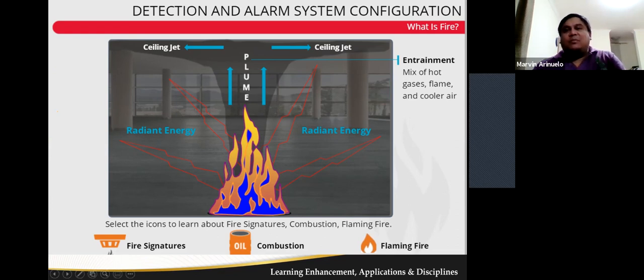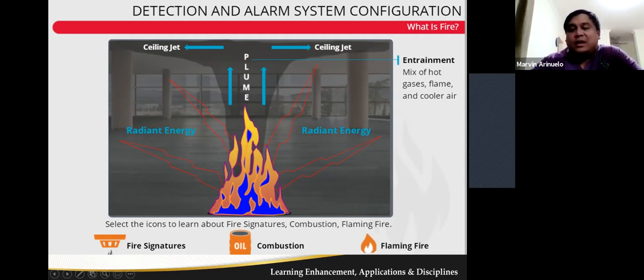Now let us discuss, anyway, we discussed it many times, but again, we'll go back to the basics. What is fire? During the initial phase of fire, there is radiant energy, as light waves, no? And this radiant energy can be heat or can hit other objects that it might reach. A radiant energy fire detector can be used to detect radiation produced by the fire. It will also give an alarm. The plume of hot gas and flame rises from the fire and mixes with the cooler air within the room. We call it entrainment.